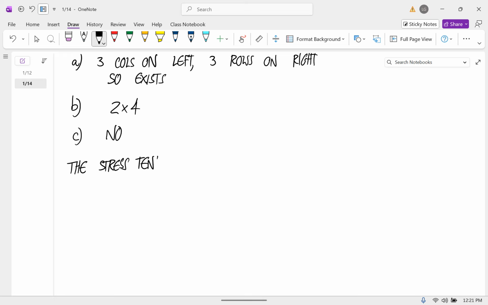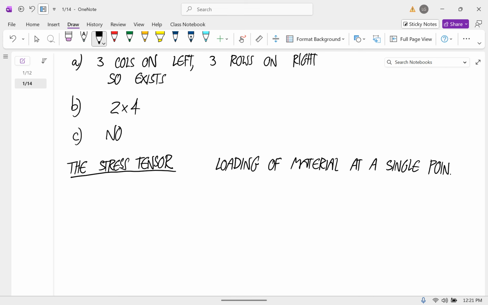So, the stress tensor. The stress tensor is a measure of the loading of a material at a single point. And that's why you can imagine that's a very helpful thing to know if you're trying to figure out if a material is going to break at a certain point. You'd like to know how much it's loaded. And so that's what this is going to get at.